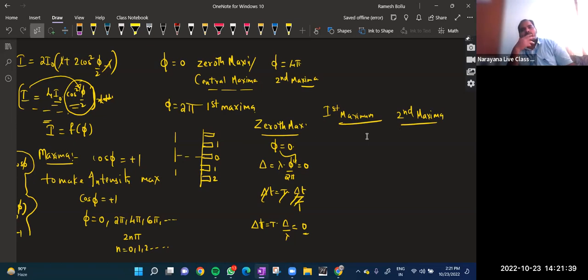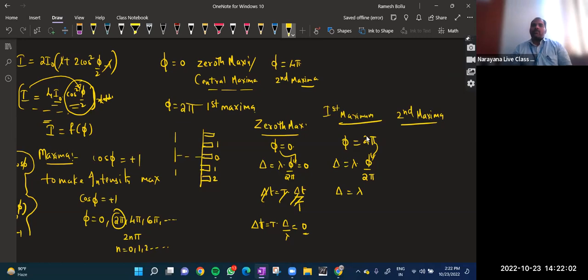First maxima: phase difference how much, friends? Here we already wrote 2 pi. What is the path difference? The formula is lambda by 2 pi into phi. Substitute the phi value, 2 pi, so delta equals lambda. Correct or not? Similarly for nth maxima, the condition is n lambda.